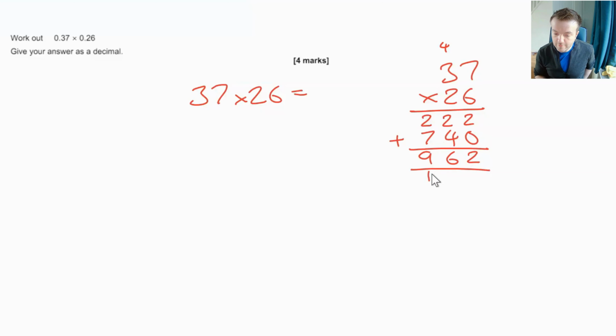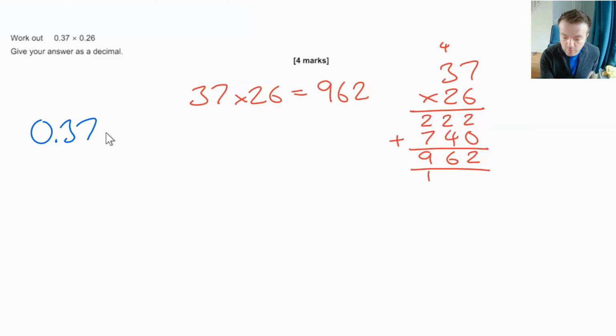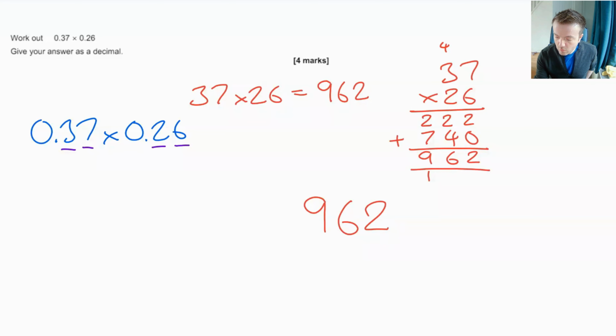So it's 962. But clearly, working out 0.37 times 0.26 is not 962. But this answer is, though. So what is the difference between the two? Now, if I make that a little bit bigger, we're going to have 0.37 times 0.26. Well, if we compare the two, we missed out these decimal places. And if we look at the 9.62, put it bigger on its own, the decimal point in this is going to go here.